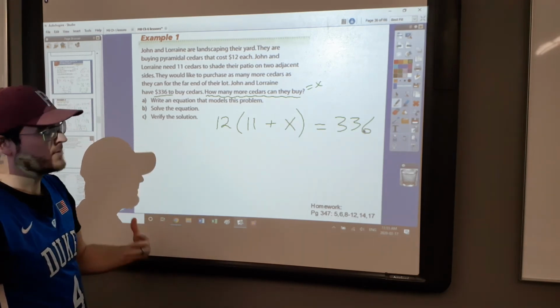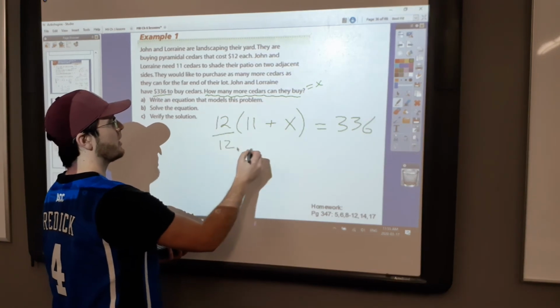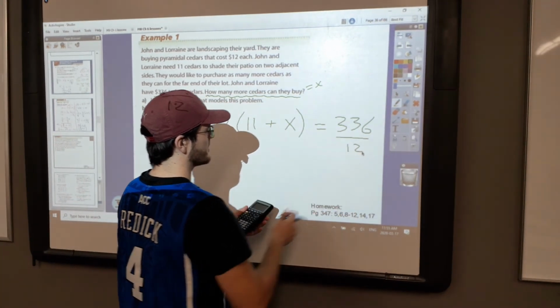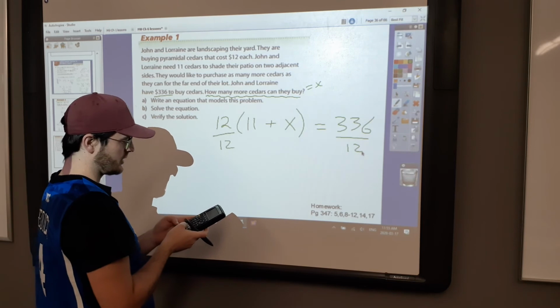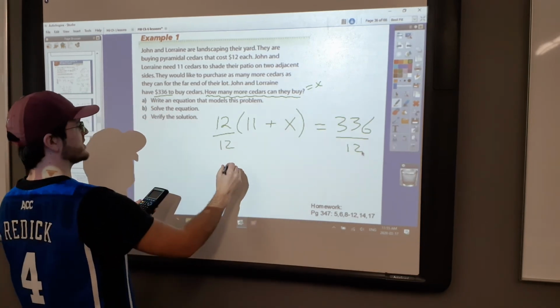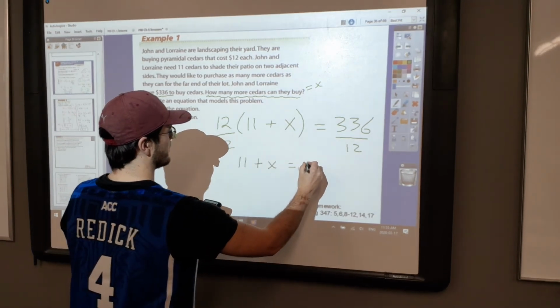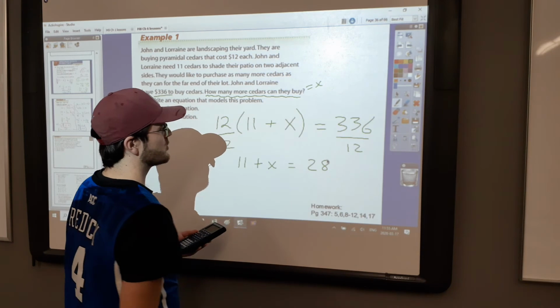Okay, I'm going to do it by getting rid of this number in front. I often prefer this, and I think it's going to work out nice because 336 divided by 12 should give me a nice whole number, which it does. Okay, so that leaves me with 11 plus X equals this. When I divide it is 28.